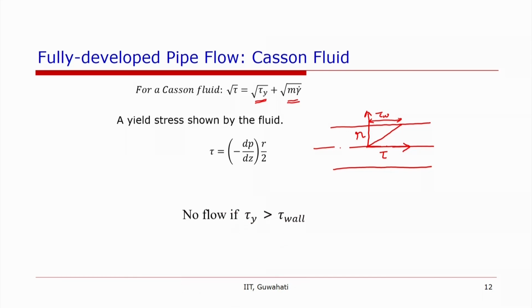Now, yield stress means that below the yield stress there will be no flow, or the shear rate will be 0 if there is no flow. Because, as we can see from this plot, the shear stress is maximum at the wall. So, if the value of the yield stress is more than the wall shear stress, then there will be no flow in the channel, even if some shear stress less than the yield stress is being applied.